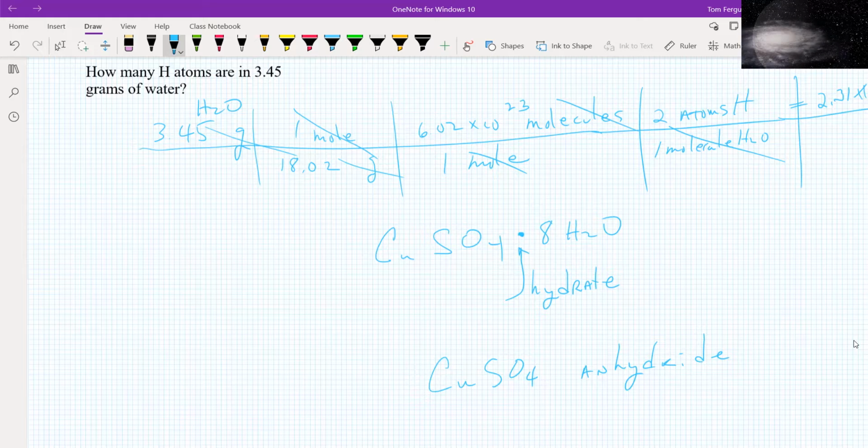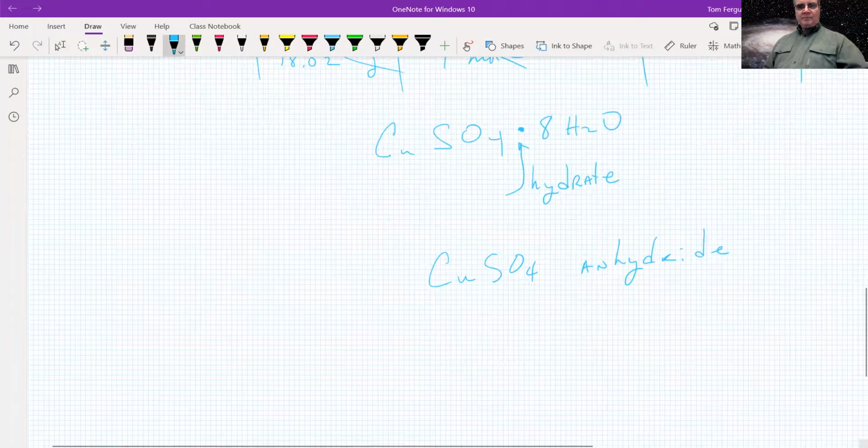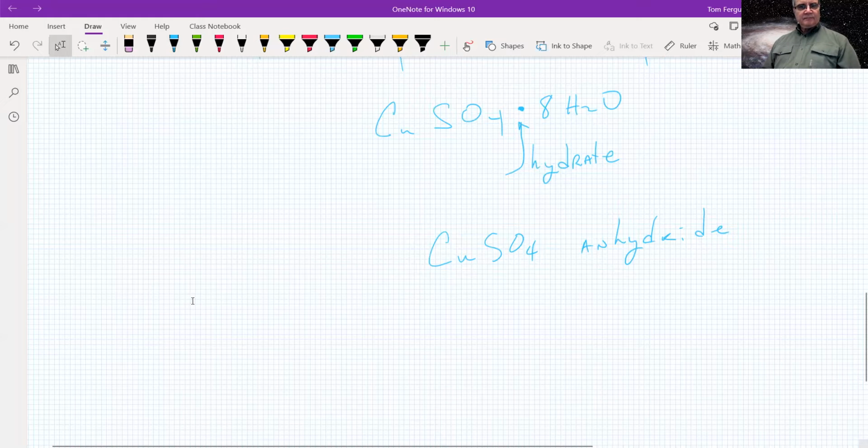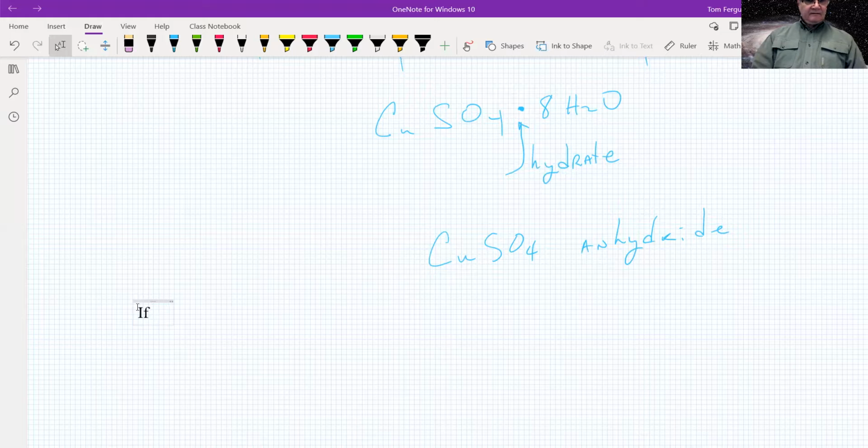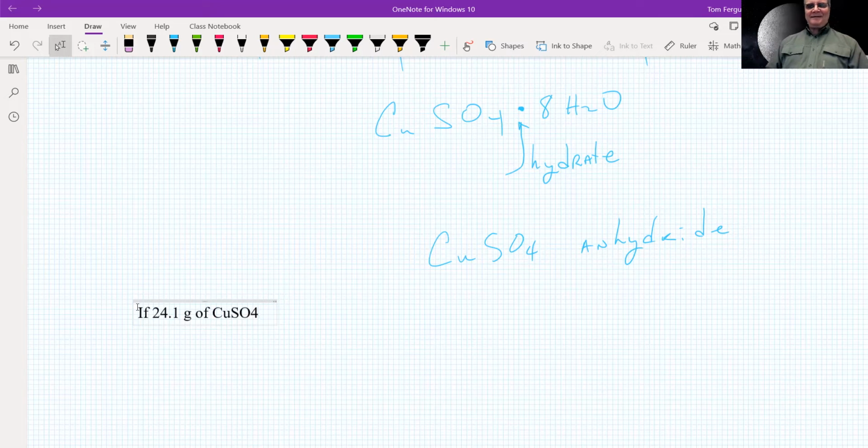So let's look at a problem where we're figuring out the formula of a hydrate. I don't know how to do a dot, a big dot. That's called a glyph, and I don't remember how to do that. So we're just going to put, let's use a star. Good idea.